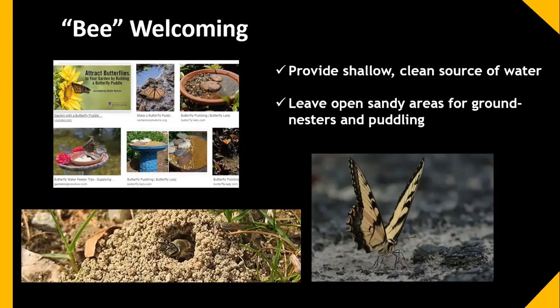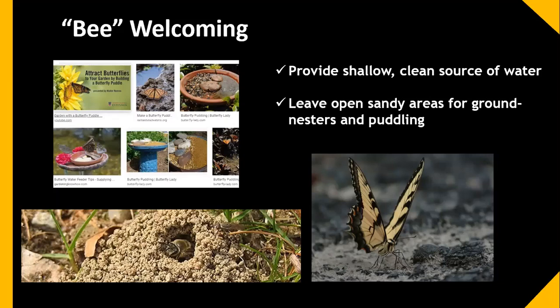So this is where be welcoming comes into account. If you can, providing a shallow, clean source of water is really important. See, the picture of the butterfly on the bottom right is doing a behavior that a lot of insects do called puddling. We talk about it a lot with butterfly gardens. It's basically after a rain where there's some open sand and pebbles or rocks, they collect water from the surface. If you put out a bird feeder that's 4 inches deep, the insect could drown attempting to get water from there.